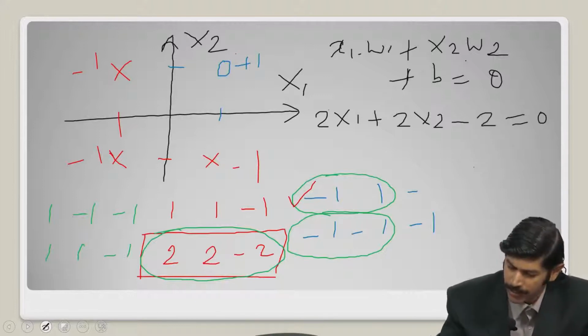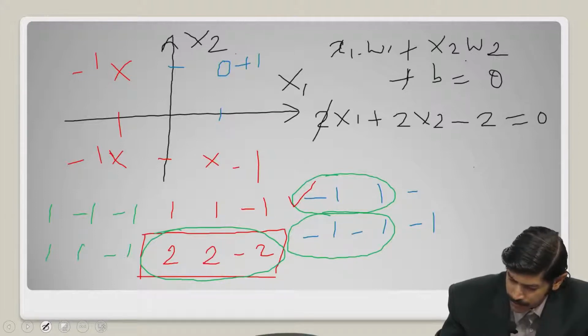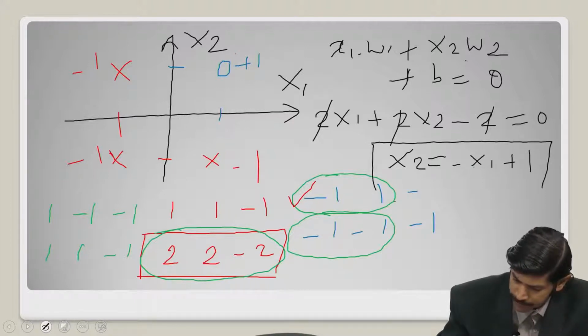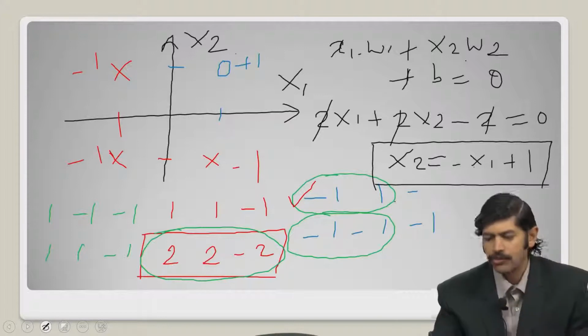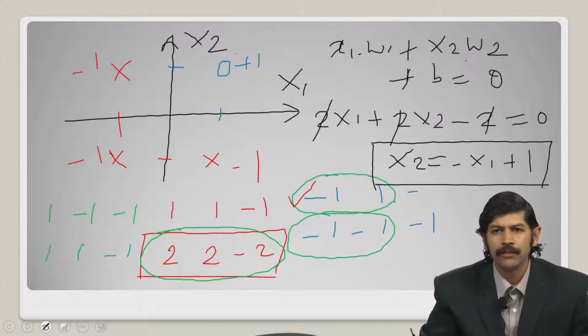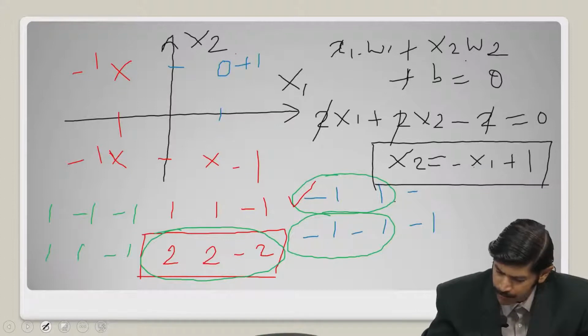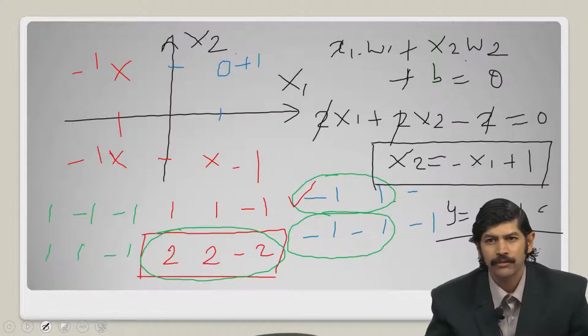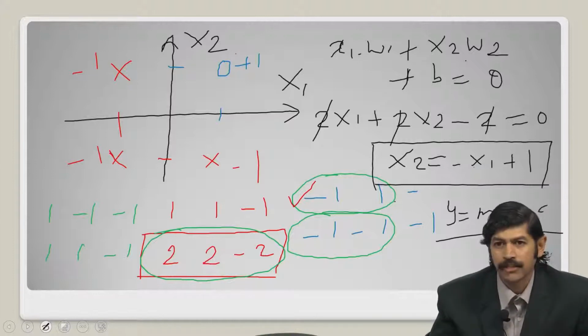That is the mathematical equation that we get, and I can cancel all these 2s, and then the equation I will be left with is x2 is equal to minus x1 plus 1. That is the equation I will typically get out of this particular system. Now if you compare this against y is equal to mx plus c, then the y axis is the x2 axis and the x axis is the x1 axis.